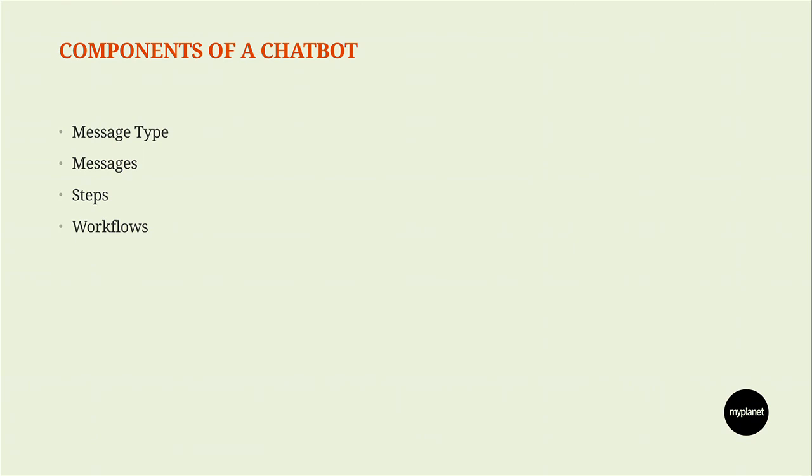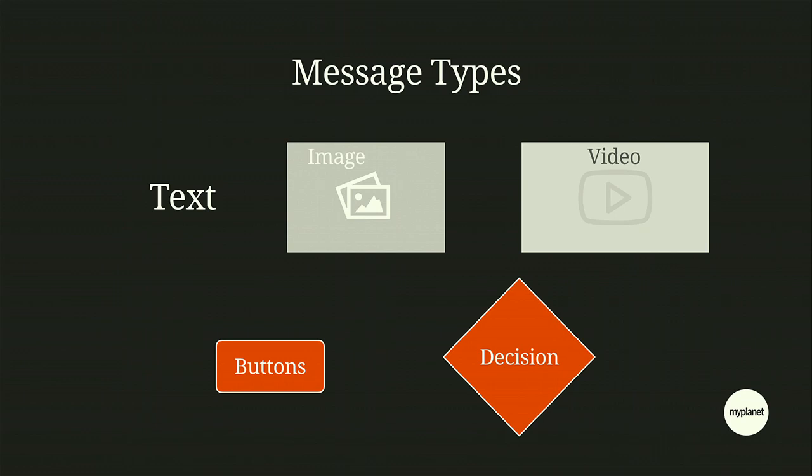So as I said, we have message types, which can be text, image, video, buttons, and this kind of decisions that are based on the text the user sent to the chatbot. It will interact back.